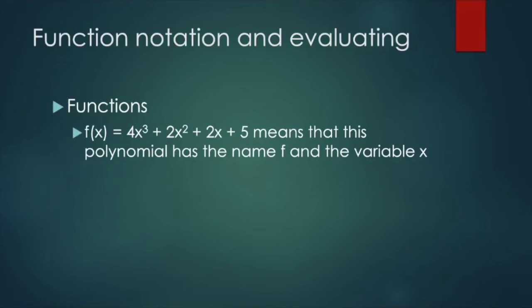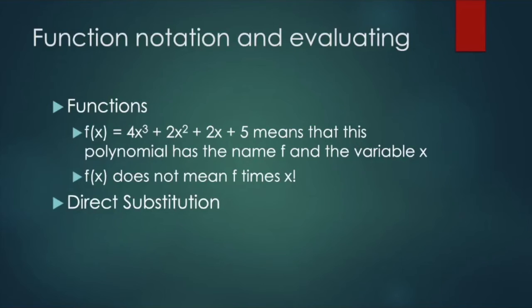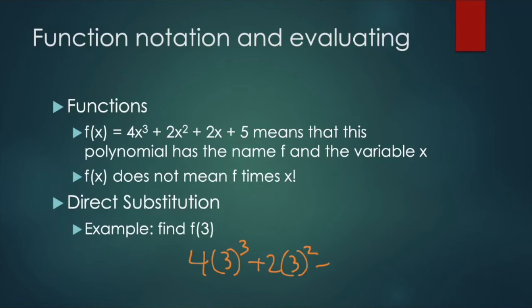If I asked you to find f of 3, what does that mean to do? Just put a 3 in for x. So I'll come in here, and I will put in 4 times 3 to the 3rd, plus 2 times 3 to the 2nd, plus 2 times 3 plus 5. And we could just put them in our calculator. I need to see this step so I know what you did. That way, if you missed it, you'll know what you did, and you can go back and diagnose your issues. Okay?